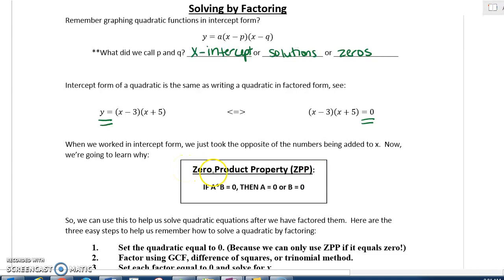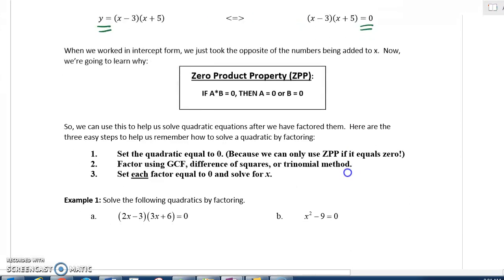There is this thing called the zero product property. We shorten it to ZPP. If a times b equals 0, then a equals 0 or b equals 0. In order for two numbers to equal 0 when multiplying, one of these numbers has to be equal to 0. Since we don't know which one, we set both of them equal to 0 and solve for the value. All right, let's look at it. So we can use this to help us solve quadratic equations after we have factored them.